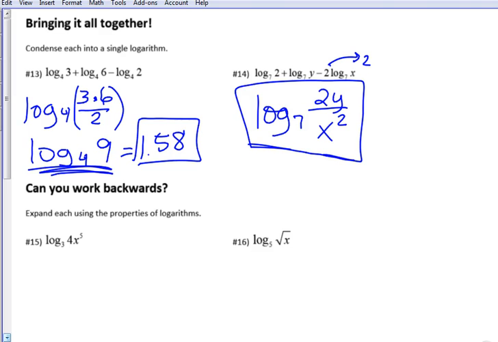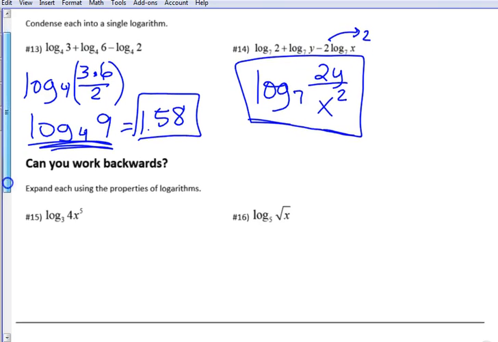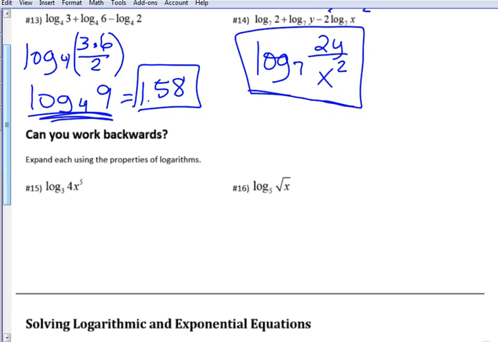Ready? Okay, let's do it. Number 15, I have log base 3 of 4 times x to the 5th. Tell me what you see happening. Ignore the log base 3. Just look at 4x to the 5th. What operations are occurring here? Multiplication. And we have an exponent. We have power, right? So we're going to separate this by using product property and our power property, right?